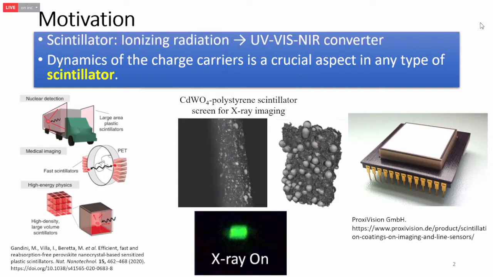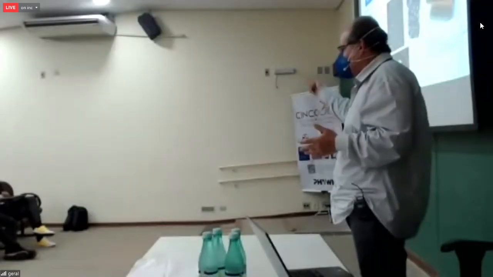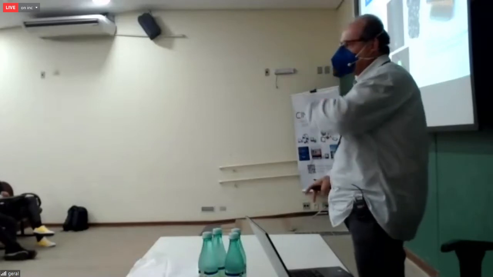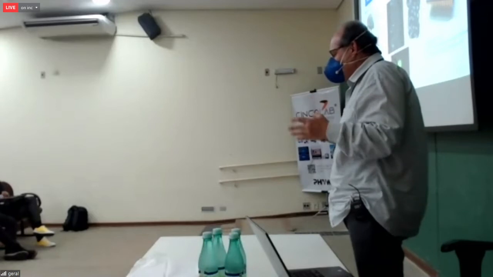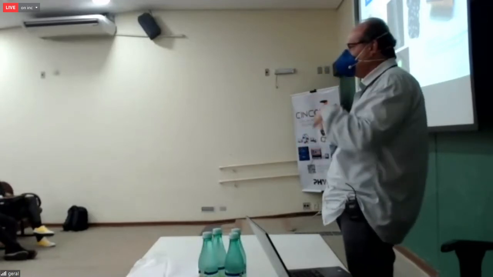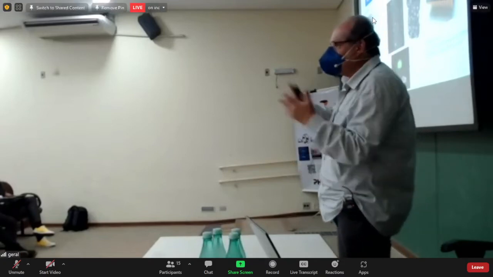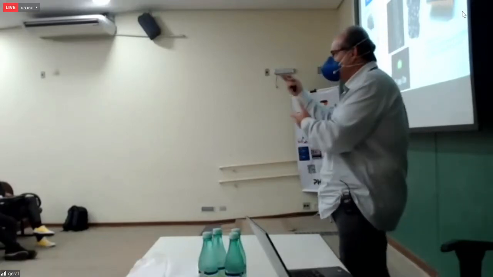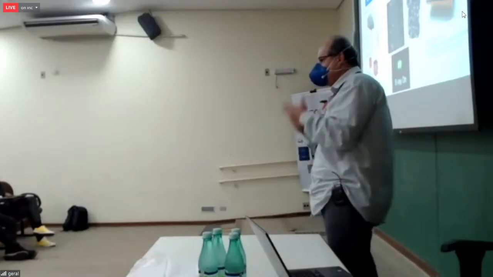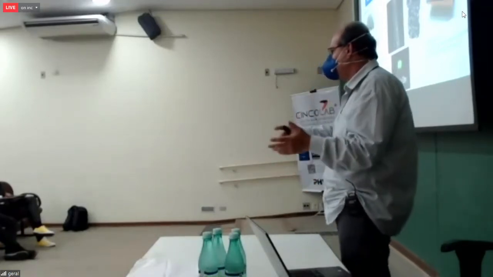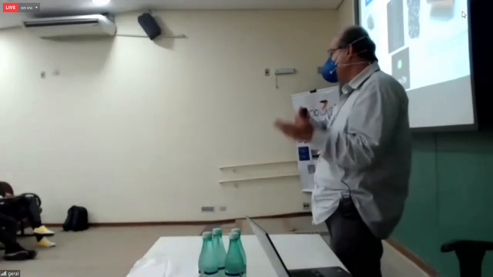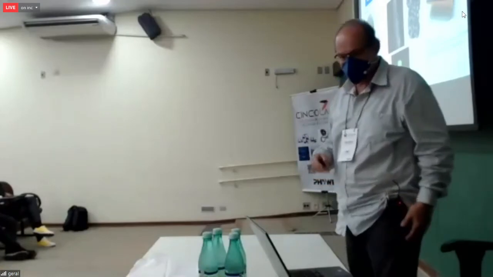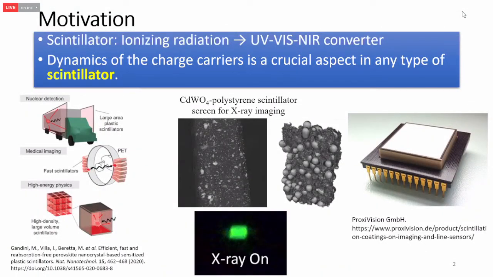And the ionizing radiation here can range from electromagnetic to charged particles, nucleons, neutrons, anything that generates charge carriers in the material. And these charge carriers will have a kind of dynamics that depends very much on the material itself, and that defines how the light is produced, the intensity and the time duration of the light. And that is the thing that we want to understand a little bit better.